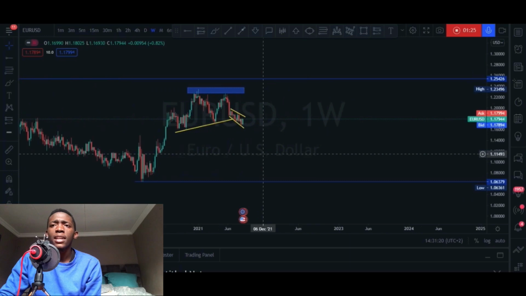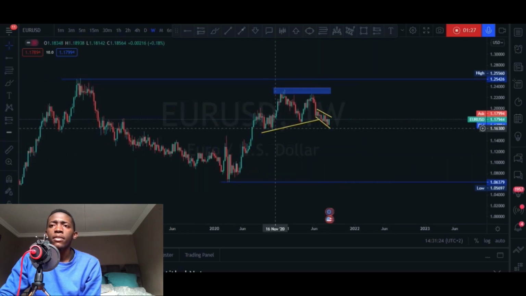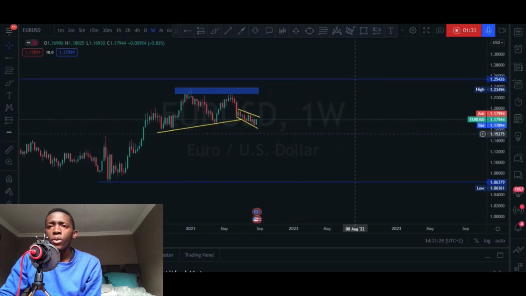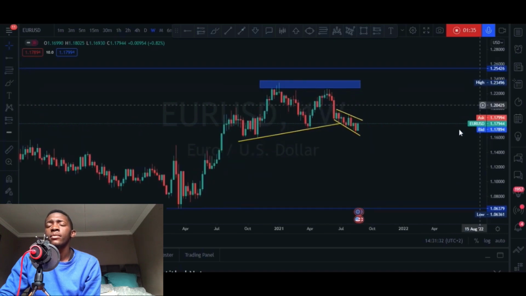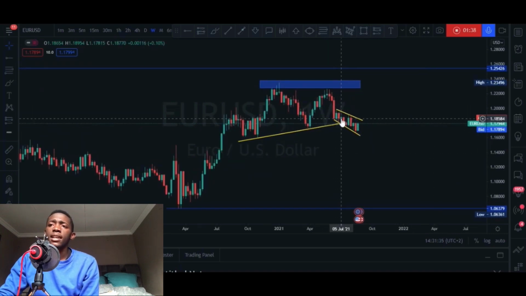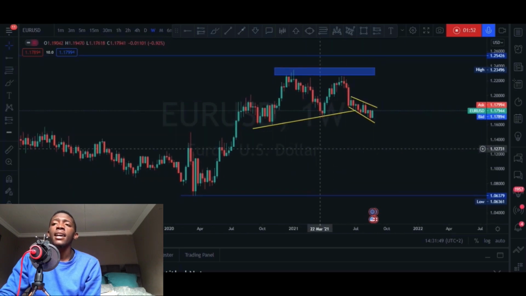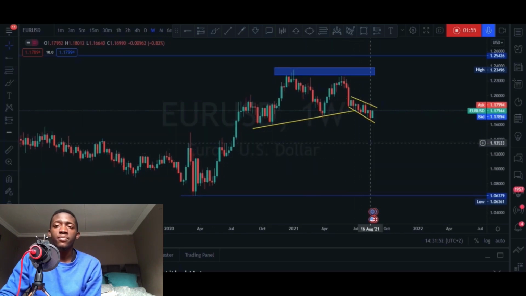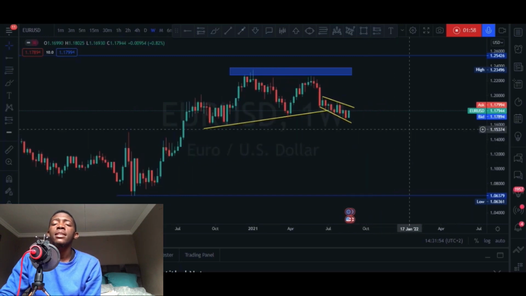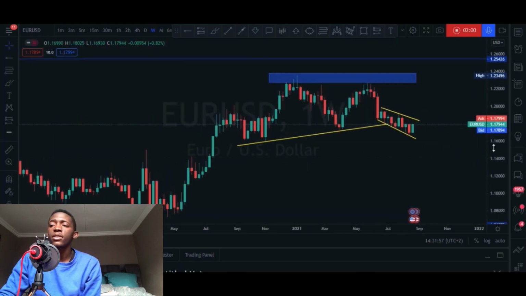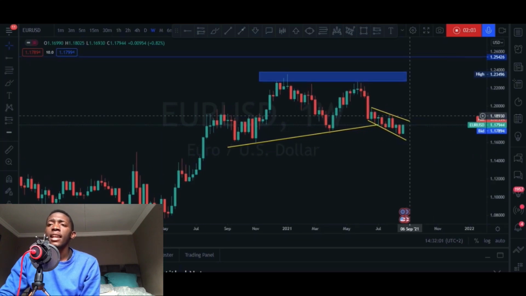Now if you look closely, we have our first touch here, second touch, and right now we are on our third touch. What is actually interesting for me here is the fact that we got to the third touch in a corrective manner. That means we might be expecting some strength from EURUSD, which aligns with our edge on the DXY, which is for some dollar weakness. So some dollar weakness would mean that EURUSD is going to gain some strength.